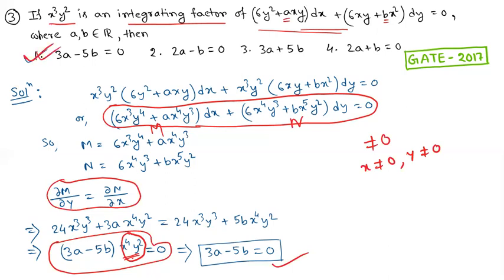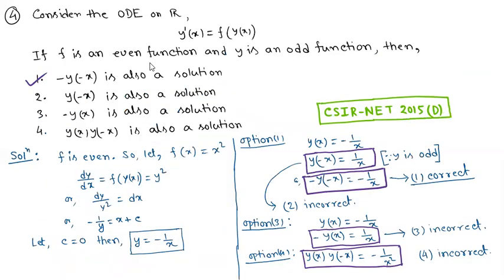Now question number 4. Consider the ODE on R, y dash x equals to f(y(x)). Here given f is an even function and y is an odd function. Then four options are given.